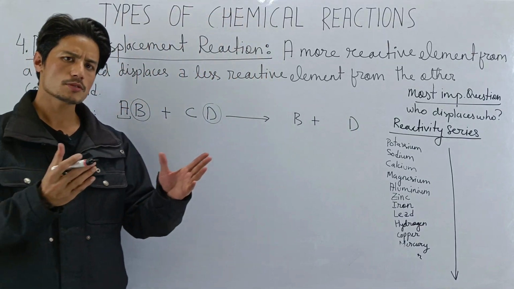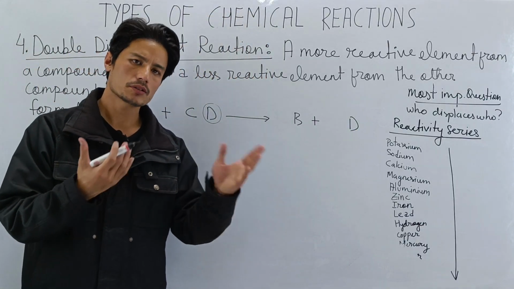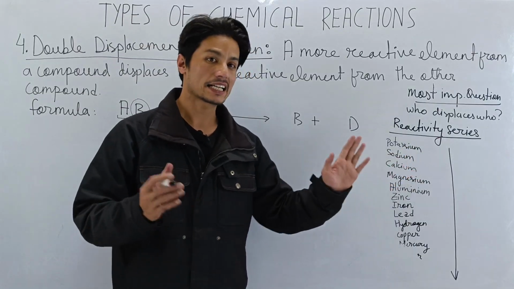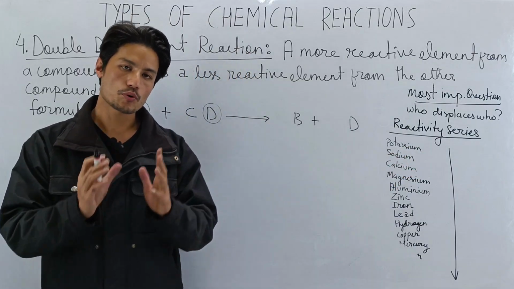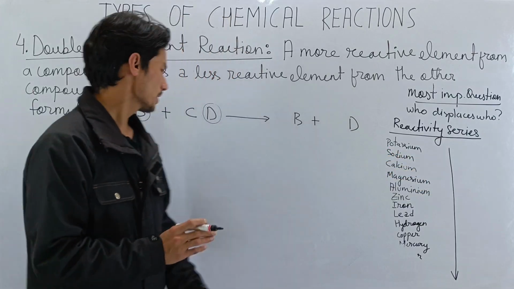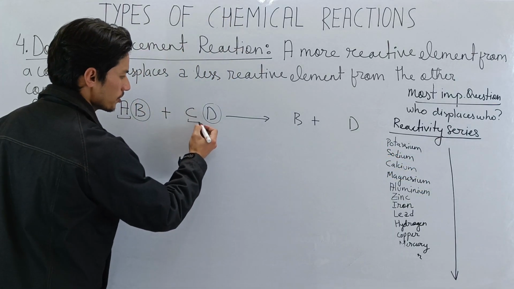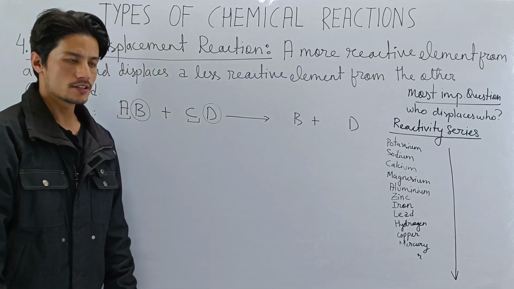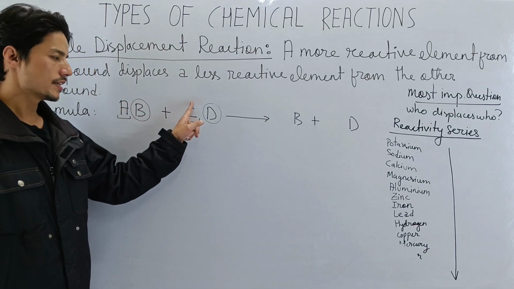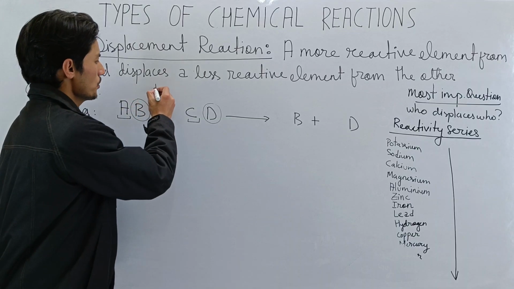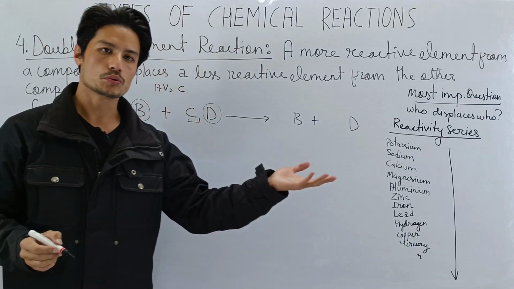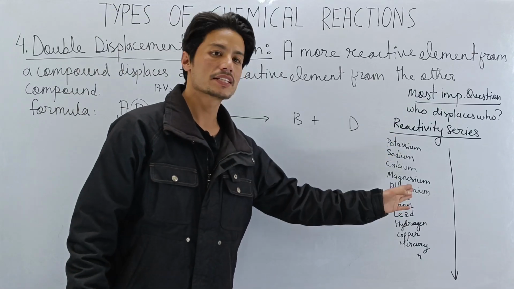So then displacement will take place between whom and whom? It will take place between the metal and the other metal. Okay, it is a clash of the metals. A more reactive metal will displace the less reactive metal. That's how it goes, isn't it? So it will be between A versus C. Who will get to displace whom? It will be determined by the reactivity series.